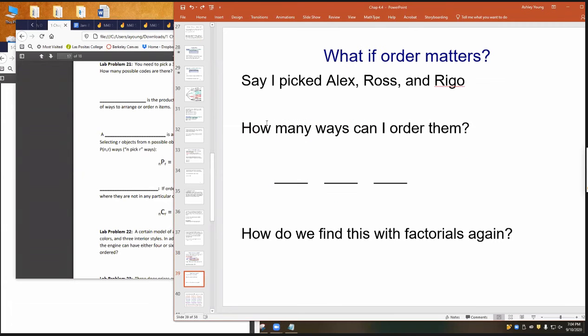Okay. We'd have 24. Okay. And say I picked Alex, Rigo, and Ross. Right, just randomly I picked those three.